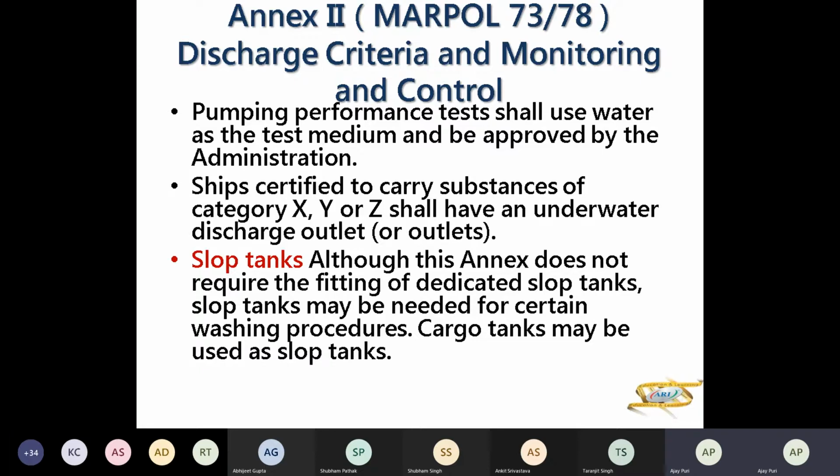Now slop tanks are not essential there because you don't have an ODMCS for controlling the discharge here. So slop tanks are not essential here, but you may have slop tanks for certain washing procedures where you fill in water there, put your chemicals there for tank cleaning and heat it up and then take suction and do the tank cleaning and again recirculate it. So that you can use it for tank cleaning.